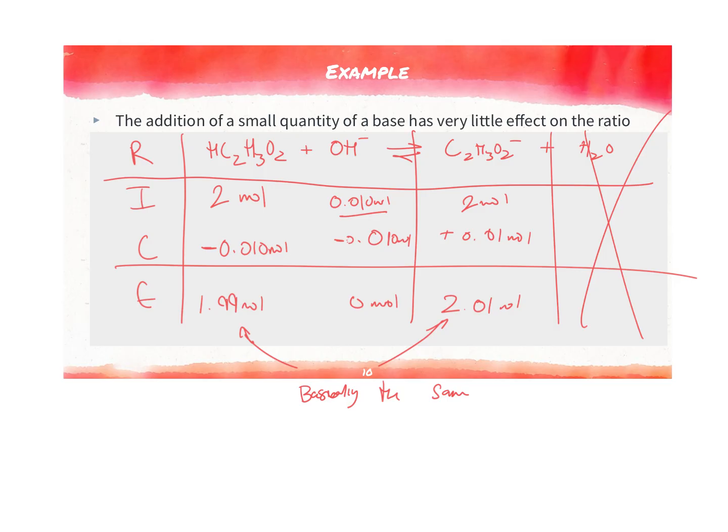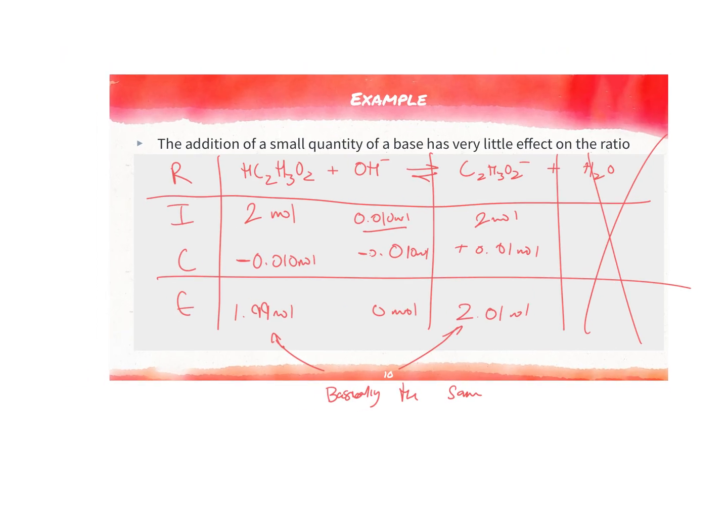That's essentially how a buffer works. If you notice, when you do the Rice table, you get a really, really small change in either one of the ions, even though I added a good amount of base to it. And so that's just an example of how these buffers work in reality. We'll spend some time in class going over more of these problems, but for now, that's all. Thanks, guys.